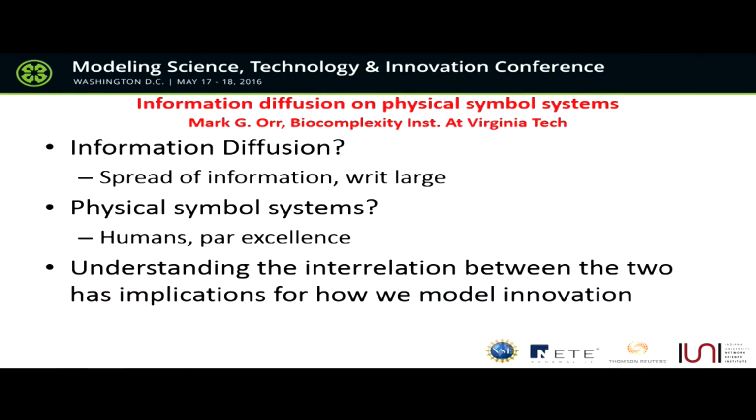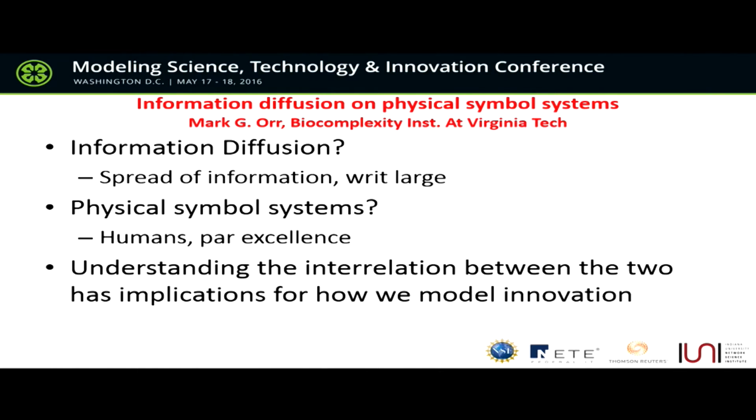All right, information diffusion on physical symbol systems. So what the hell does that mean, right? I'm not quite sure if I know, but I'm going to try to express it right now. Information diffusion, I think everybody here understands the idea. Think of social networks, think of ideas spreading, culture, or procedures. Physical symbol systems, what is that?